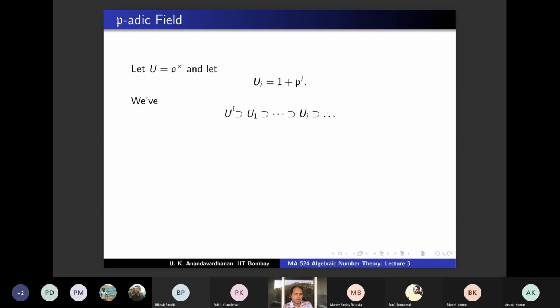So that's one way. Otherwise, directly you can show, because in order to show 1 plus x is a unit, what do you have to do? You have to show that it has an inverse. But what is 1 by 1 plus x? 1 by 1 plus x would be 1 minus x plus x square minus x cube plus etc., where x is in P. Because x is in P, that infinite series converges and you get a number in O. So either way you can show that it's a unit.